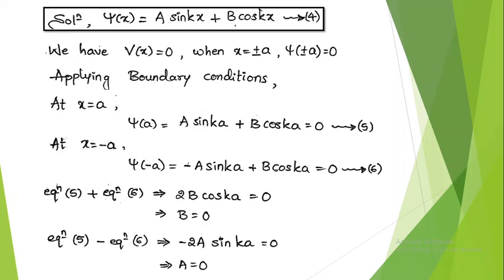So what we are going to do here is, from the addition of the simultaneous equations, we have two things. One, either B will be equal to 0 or cos ka will be equal to 0, and from the second, that is the subtraction of these two equations, we can say that A will be equal to 0 or sin ka will be equal to 0. So let us solve in different cases.